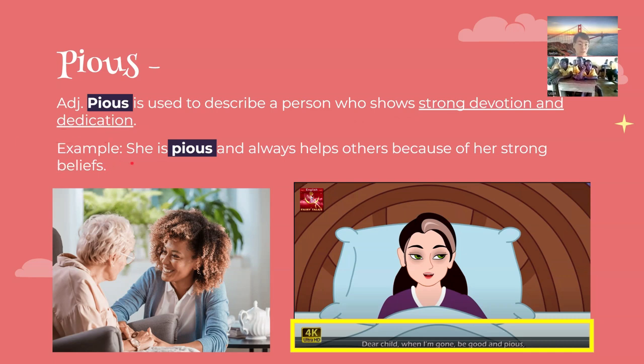For example, she is pious and always helps others because of her strong beliefs. So this is talking about how pious she is in order to always help others. So the picture on the left is a pious person, and here is how it is used in the story. So when Cinderella's mother died, she asked Cinderella to be, when I'm gone, be good and pious. That is what she's told Cinderella to be. So that was the word pious.